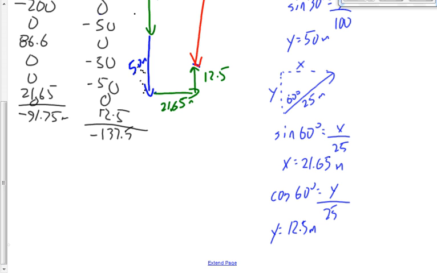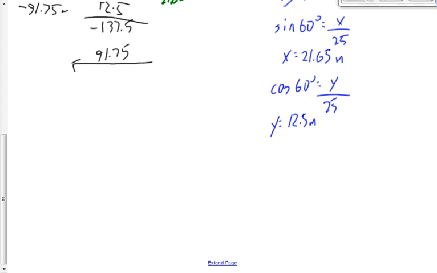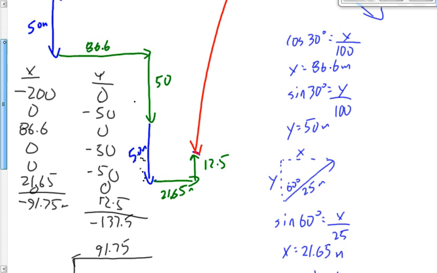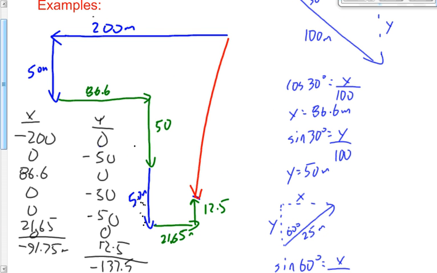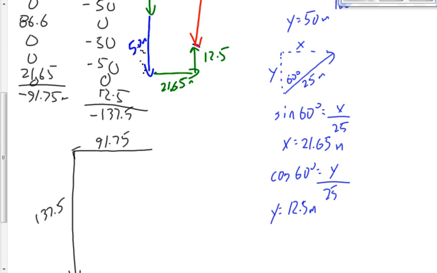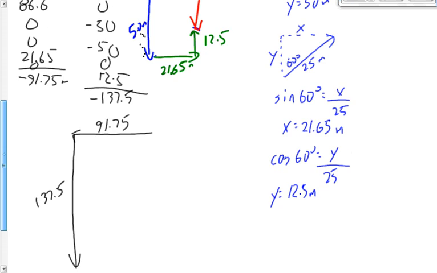Okay, let's combine these now. 91.75 to the left. 137.5 down. Because remember, the goal is to get a right angle triangle, right? I didn't have a right angle triangle. Once I did this stuff over here, I got right angles, but it's still a lot of vectors there. It's still not a triangle. This is what I'm doing to get it into a triangle. And now I've got it in a triangle.